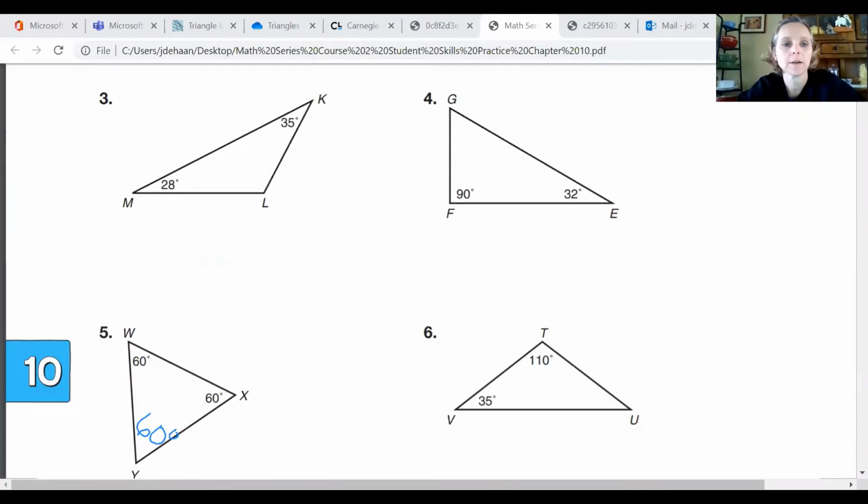Erase all this. Okay. Now, I'm going to fix this. I want a little bit thicker of a marker.